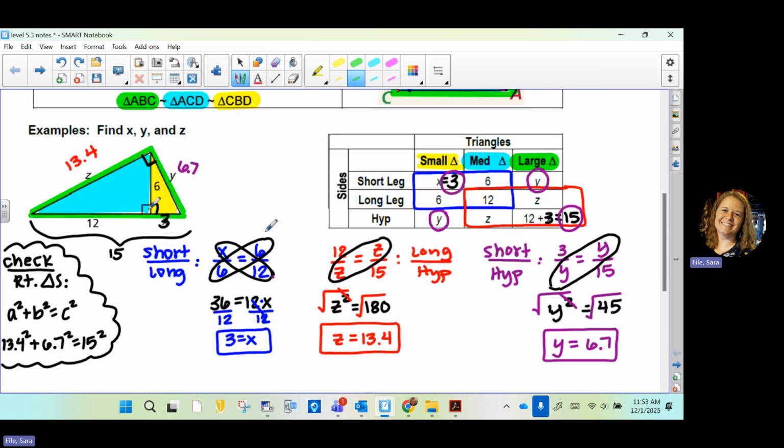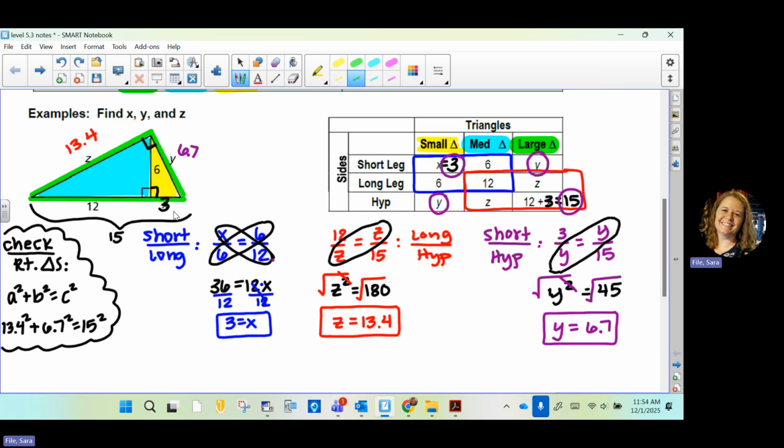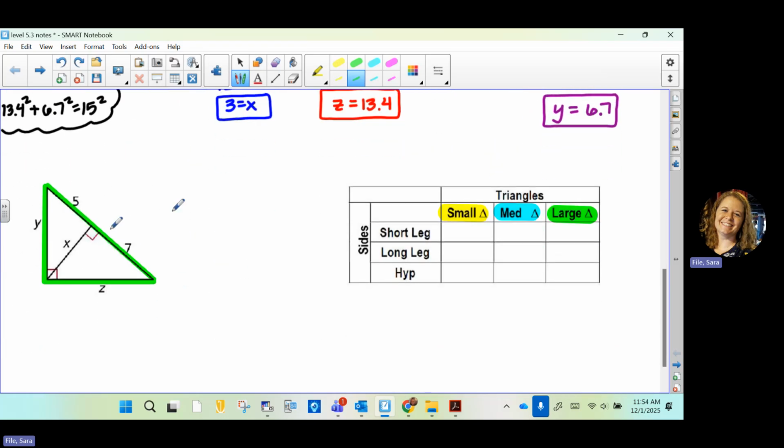When you drew your altitude, the smaller side that the hypotenuse split into, in this case it was a 3 to a 12, so it was much more obvious that this was smaller. So that's going to be the smaller triangle, the one that you split into the smaller portion. And that is going to be the short side of the small triangle. So here, when I split this 5 and 7, 5 is smaller than 7. 5 is less than 7. So that means that this is the smaller triangle.